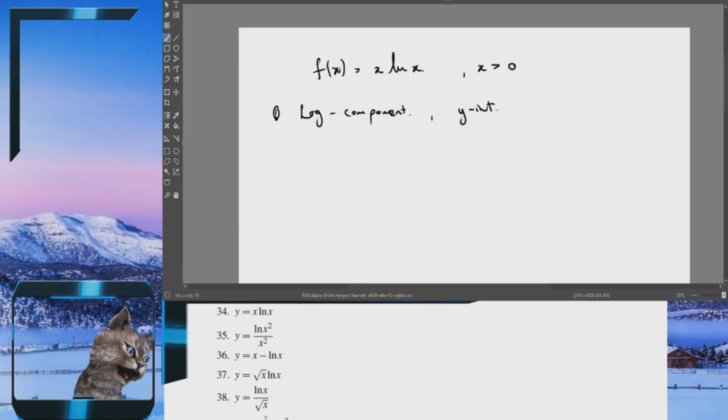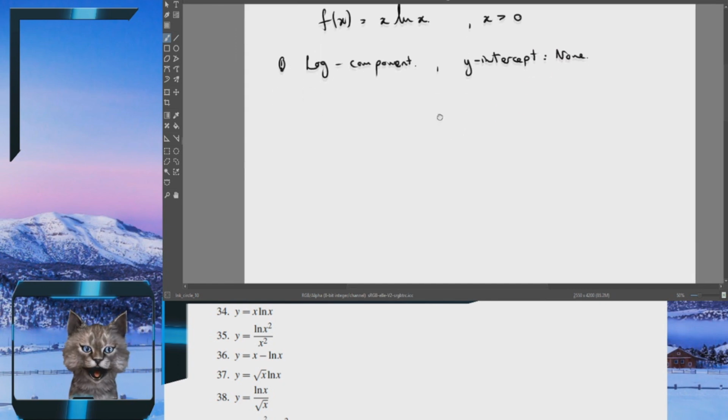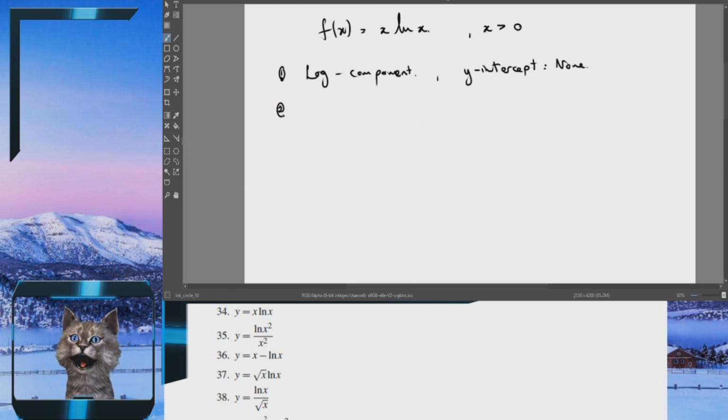Can I find a y-intercept? Well, for that I need to plug in x equal to 0. And that is not going to go well. So none. Alright. So we go ahead and see if we have any asymptotes. Asymptotic behavior, rather, which is just a fancy word for find some asymptotes.